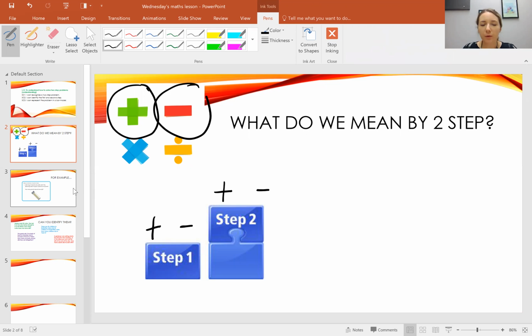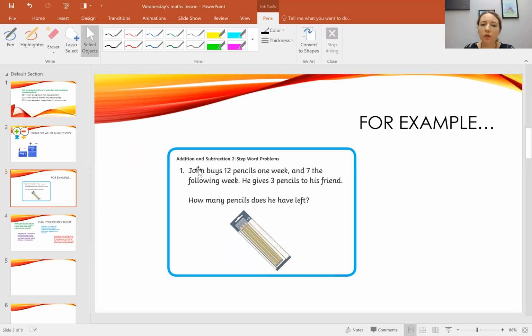So what we have to do when we're looking at a two-step problem is work out what those steps are so that we know what the answer is. So let me show you an example. John buys 12 pencils one week and 7 the following week. He gives 3 pencils to his friends. How many pencils does he have left?